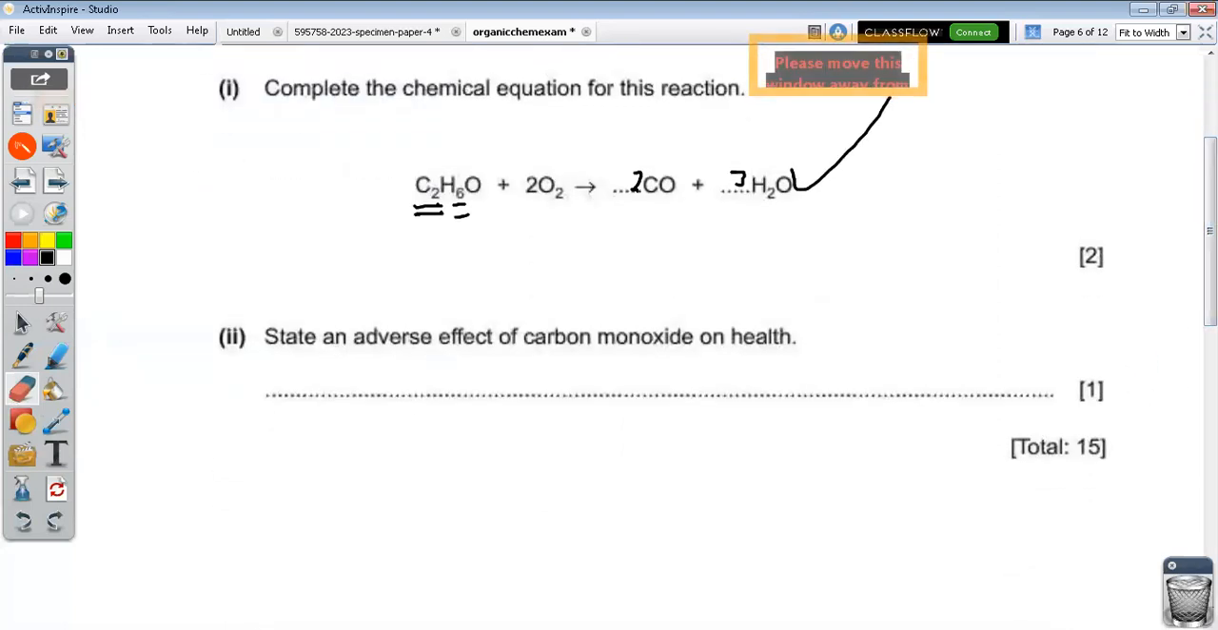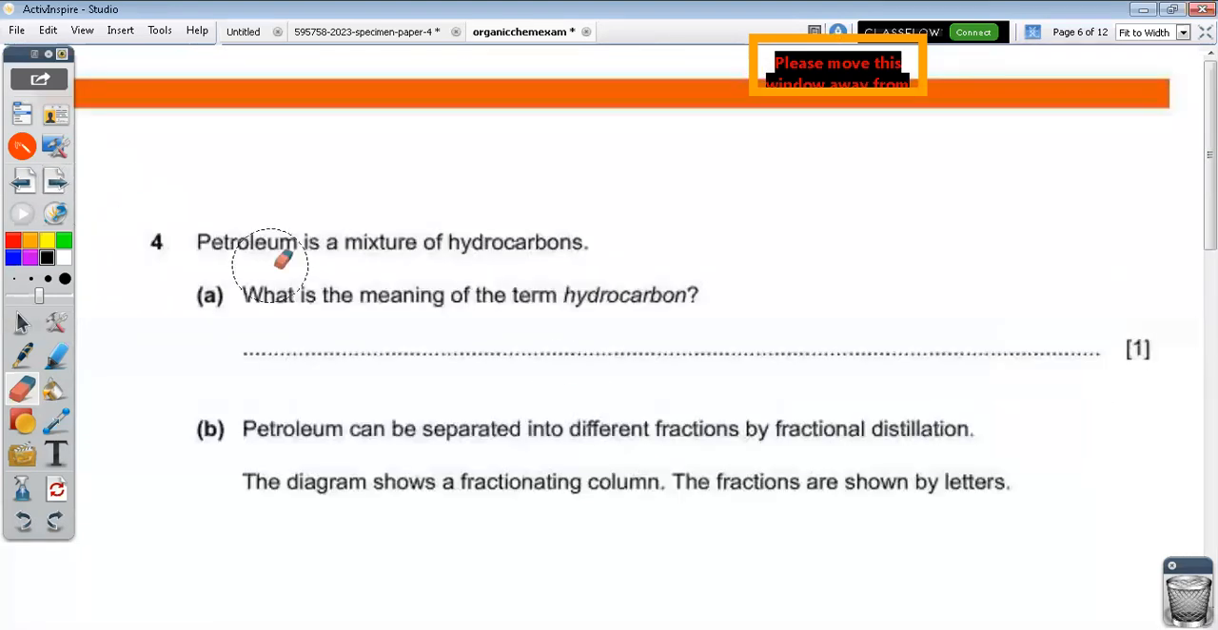2 marks. What is the adverse effect of carbon monoxide on health? Should know that from biology. Carbon monoxide can combine with hemoglobin. I thought you knew that. And it prevents, which is dangerous, the hemoglobin from combining with what? With oxygen. It's poisonous. That's how it affects human health. Clear? Dangerous.